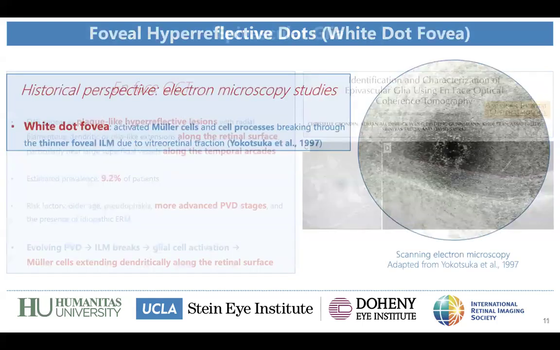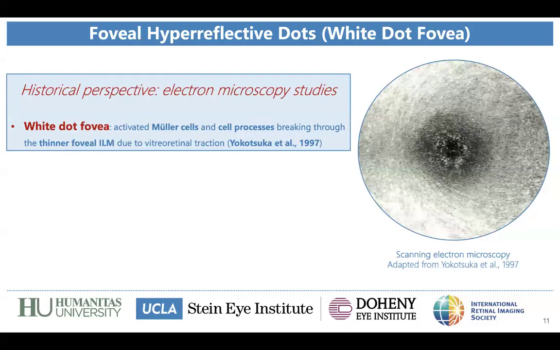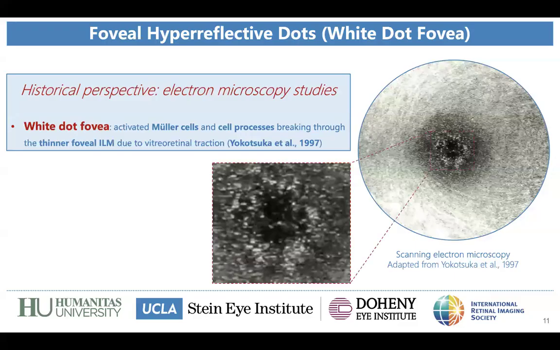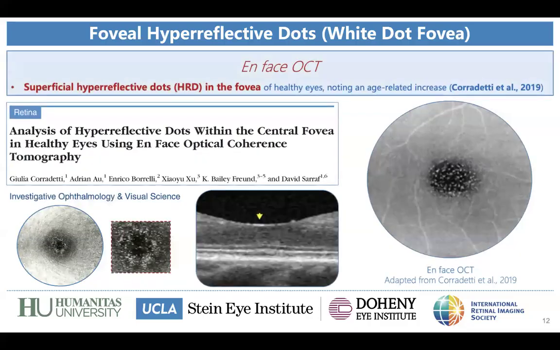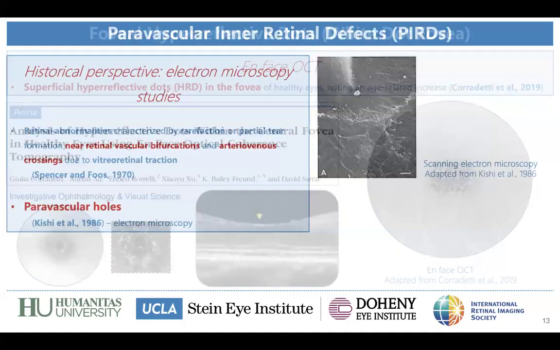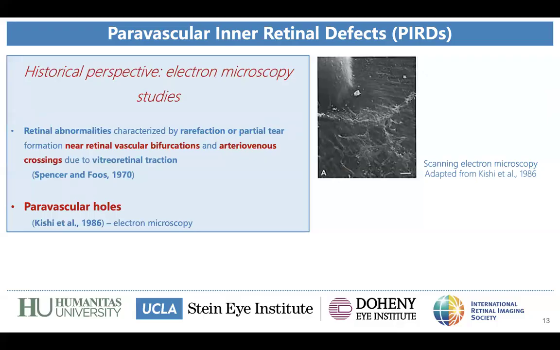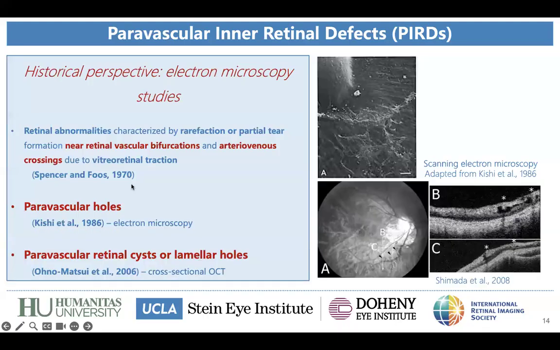A similar biomarker is the presence of the white dot fovea, or foveal hyperreflective dots. Again, this is an electron microscopy image, and this is the zoomed image. OCT was able to visualize the same lesions non-invasively in this paper by Corradetti and co-authors. Another relatively older biomarker that was recently studied with OCT is the presence of paravascular inner retinal defects, first identified in the 70s and then studied by cross-sectional OCT by Hono Matsui and co-authors back in 2006.